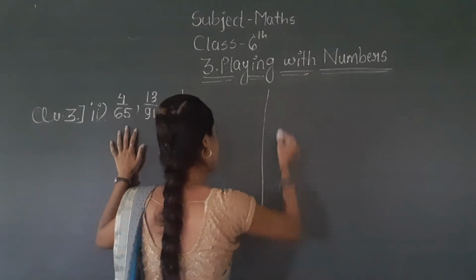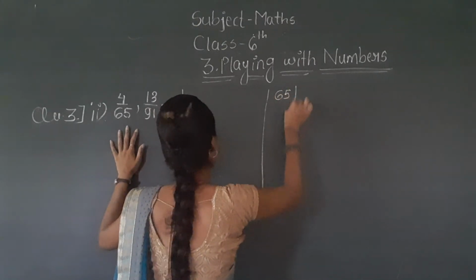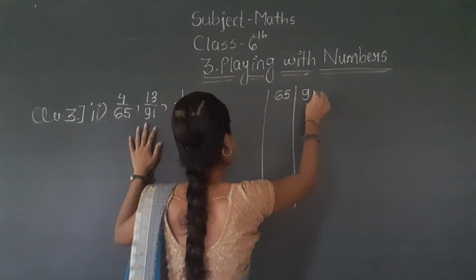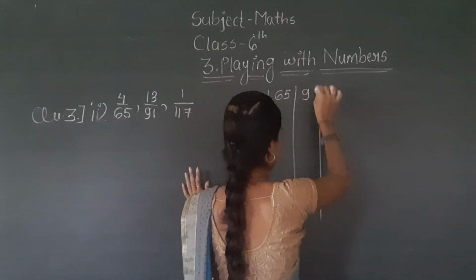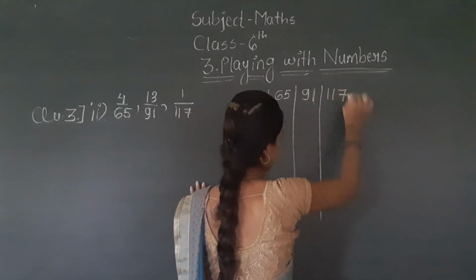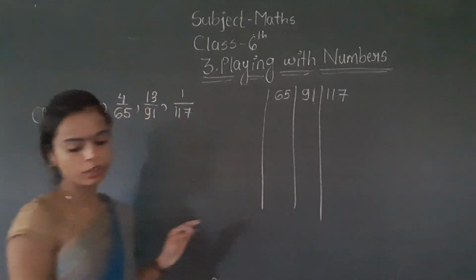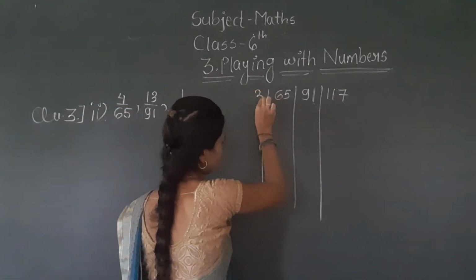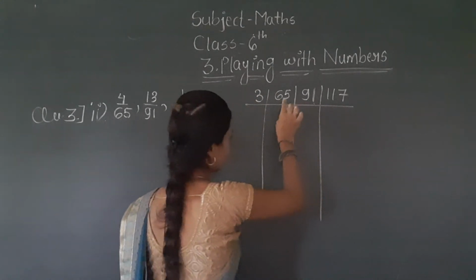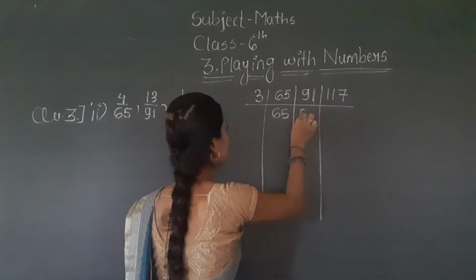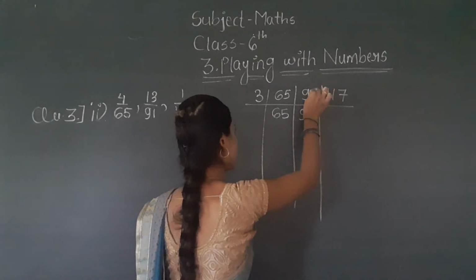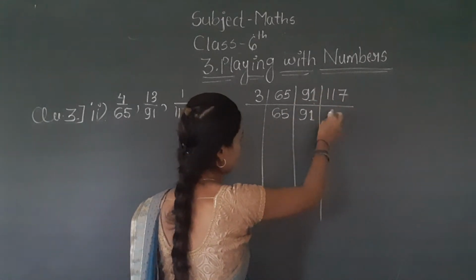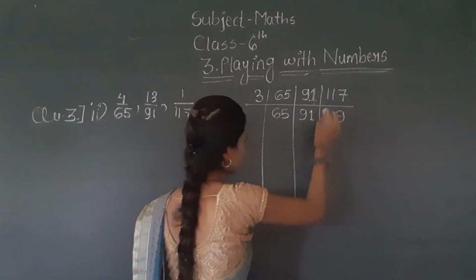So we will write it here: 65, 91 and 117. Okay, so 117 divided by 3. 65 is not divisible by 3. 91 is also not divisible by 3, but 117 is. So it is 3 3s are 9 and 3 9s are 27.